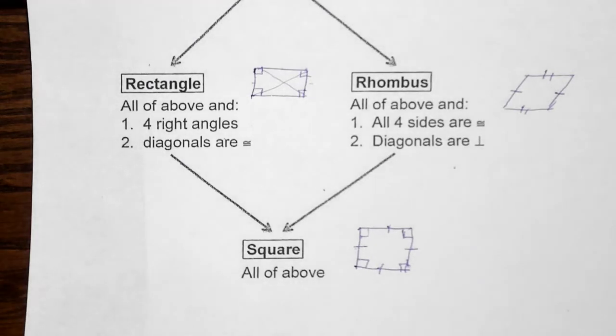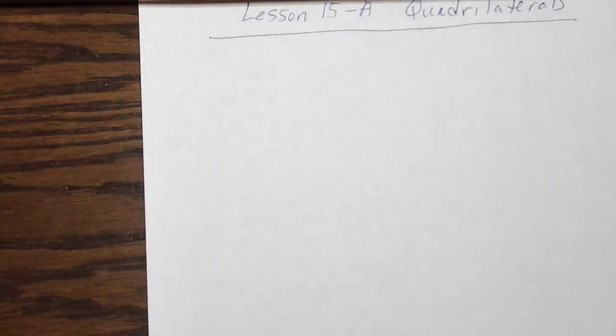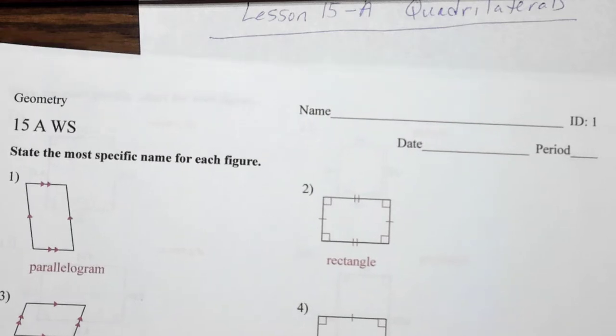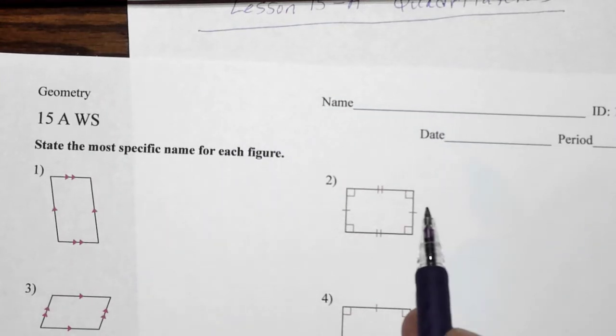Today we're just going to be looking at identifying what type of quadrilateral we have and stating all of the possible names. And we'll come back to this sheet here in a bit. So let's just look at some examples here. We look at number 2 here.